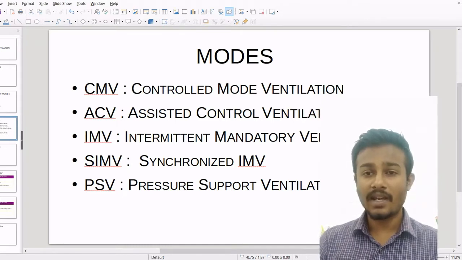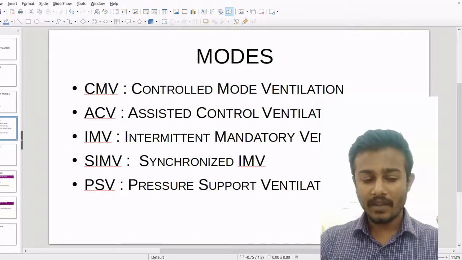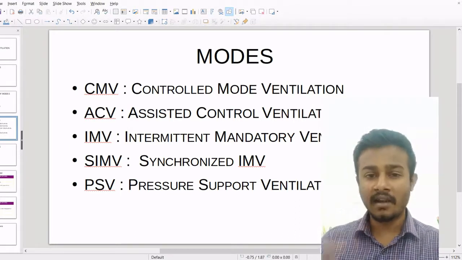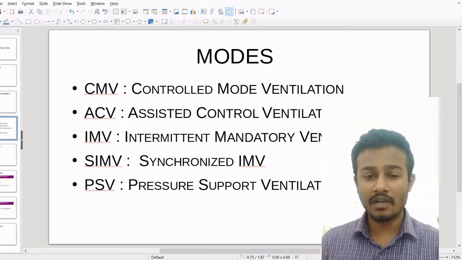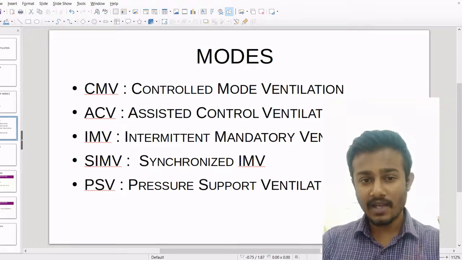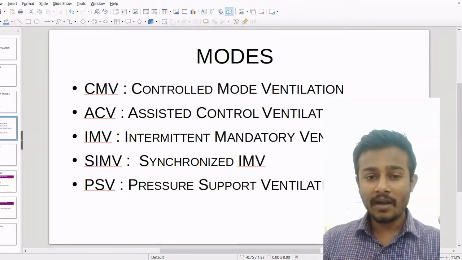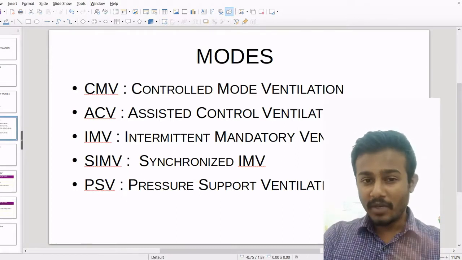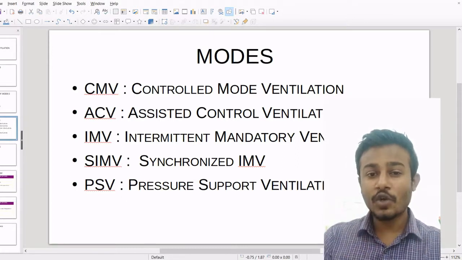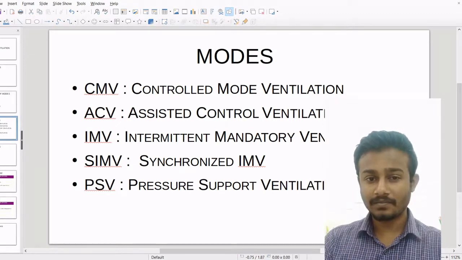Then we have IMV, intermittent mandatory ventilation, which means you have set a respiratory rate of, let's say, 10. You have a respiratory rate set of 10 for 60 seconds, which means every 6 seconds a new cycle has to be initiated. But in intermittent mandatory ventilation, between cycles, the machine is going to allow the patient to take in a spontaneous breath.